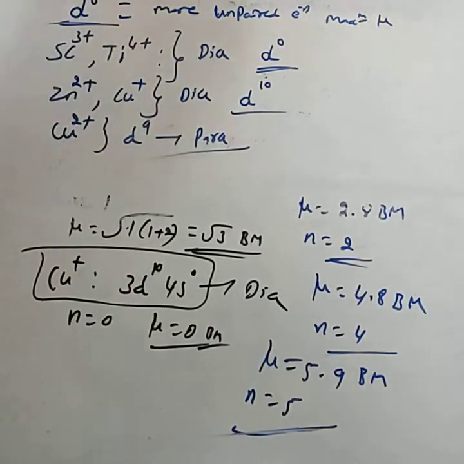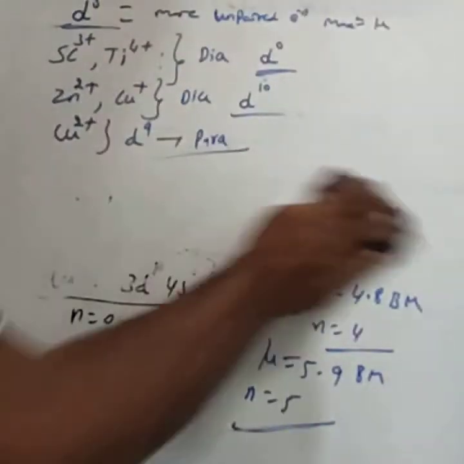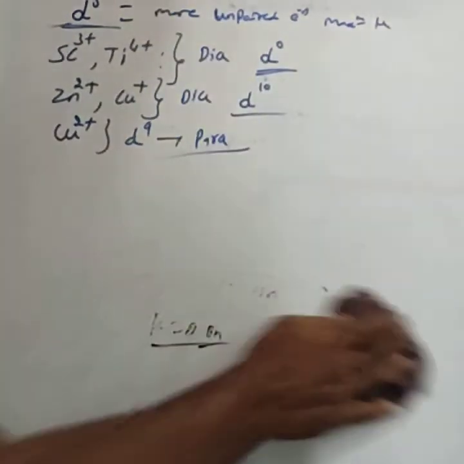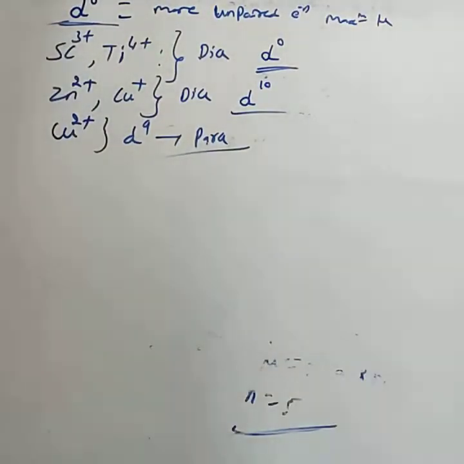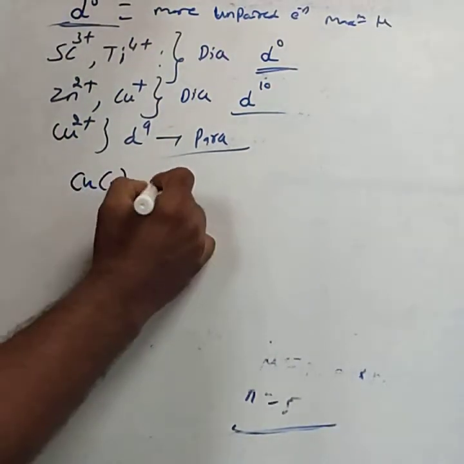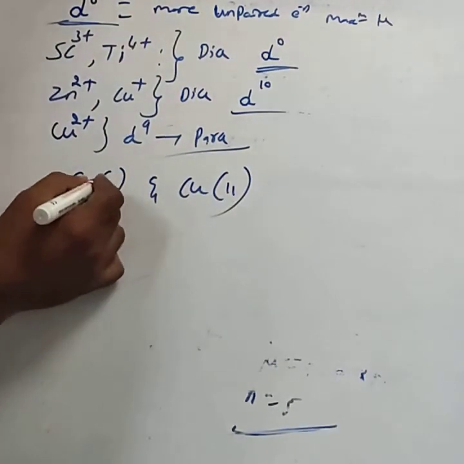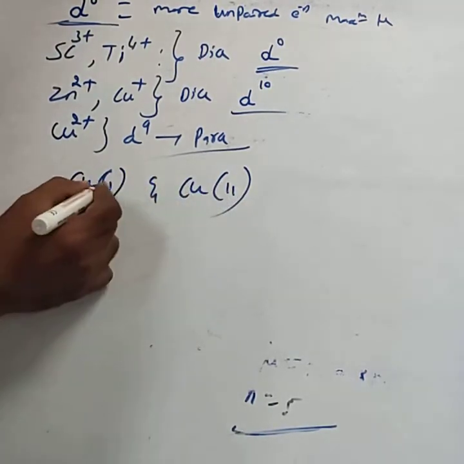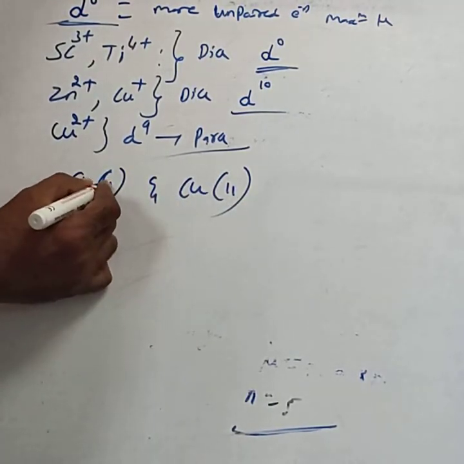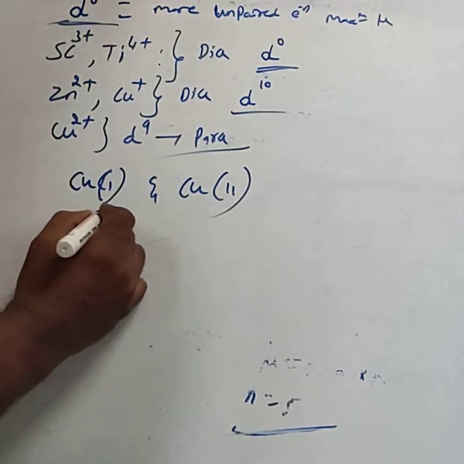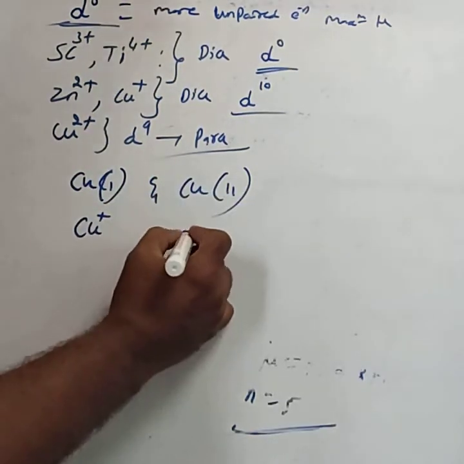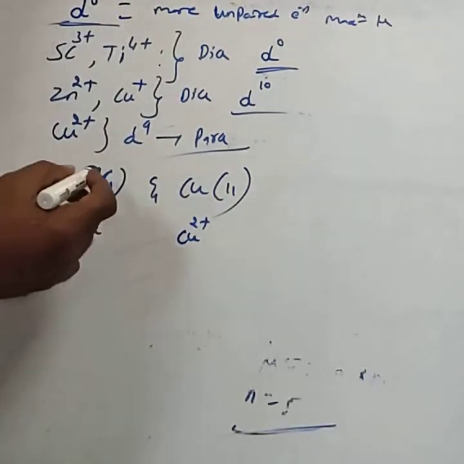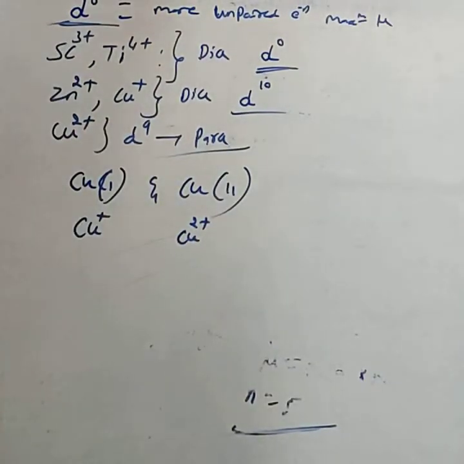Paramagnetic means that it is weakly attracted by the magnetic field. They can ask like that also. Out of Cu1 and Cu2, this 1 and 2 generally indicate the oxidation states. Cu1 is nothing but Cu plus. Cu2 is nothing but Cu2 plus. Out of copper 1 and copper 2 salts, which is paramagnetic, attracted by the magnetic field, and which is repelled by the magnetic field? Like that also they can ask the question.